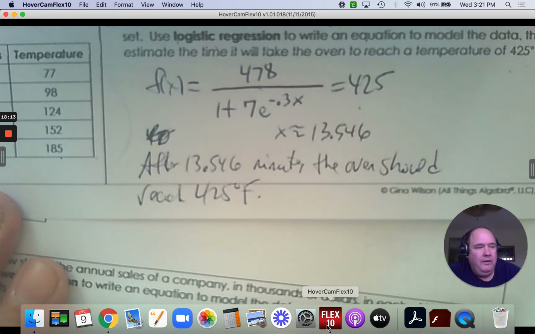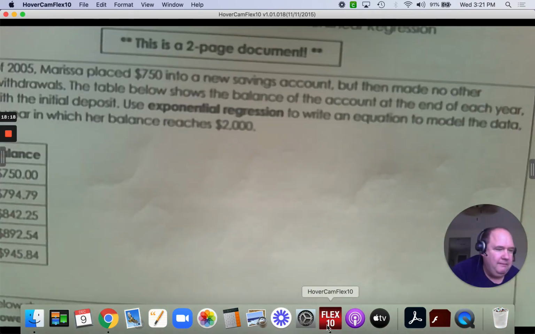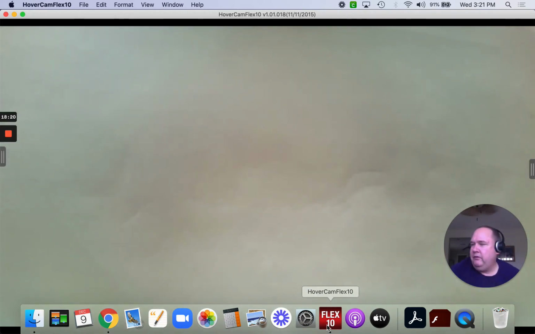All right, turn the page. How are we liking it so far? Here's the second page. Where's the second page? Here's the second page. All right.